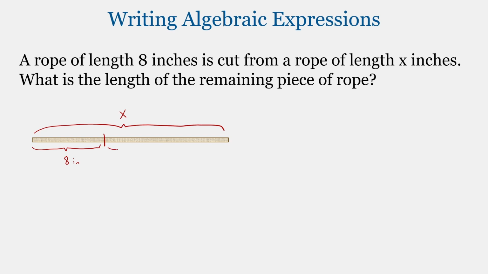So they're asking, what is the length of this piece right here? That is our unknown at this time. Well, the full length is X, and we're removing 8 inches from it. So that unknown portion is X minus 8. We can say that it's X minus 8 inches.